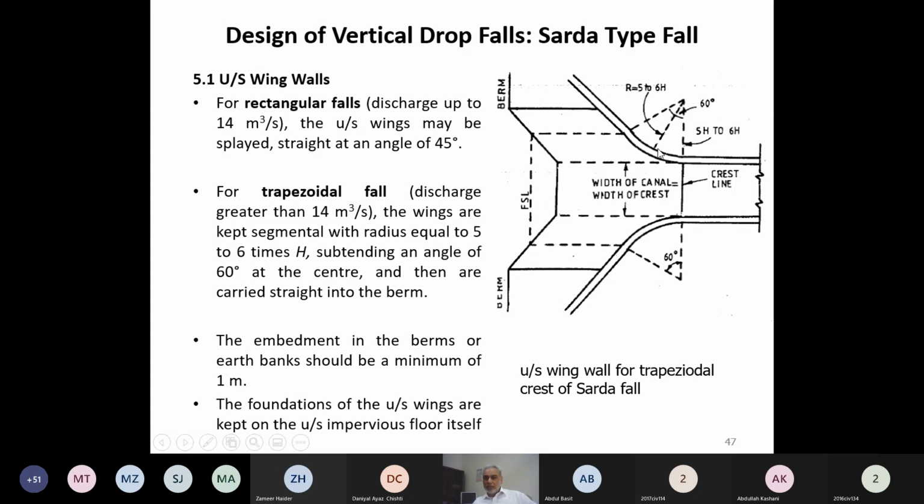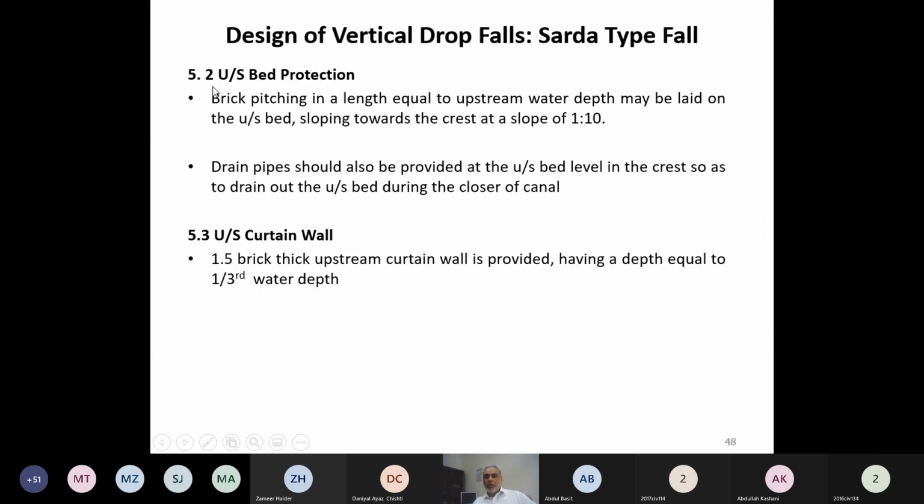It will help you decide this curvature, 5 to 6 times of H, and this curvature should extend up to an angle of 60 degrees. After that, a straight wall will go into the sides, and it will be embedded into the berm or the embankment by 1 meter. So that is the upstream wing wall.